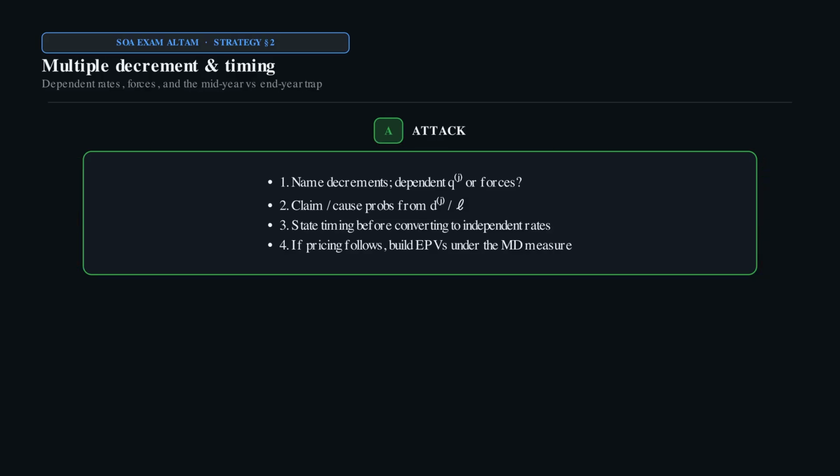Attack checklist. Identify the decrements and whether the table gives dependent rates or forces. Compute claim and cause probabilities from decrements over survivors. State timing before converting to independent rates or continuous forces. If pricing follows, build insurance and annuity EPVs under that measure.